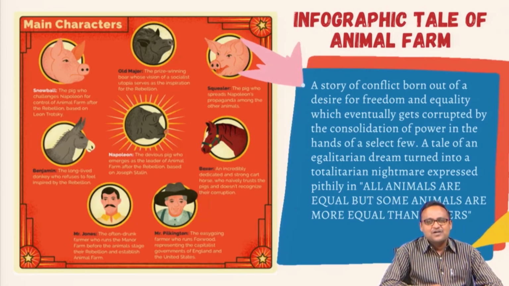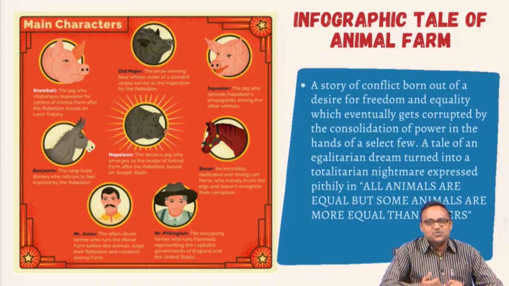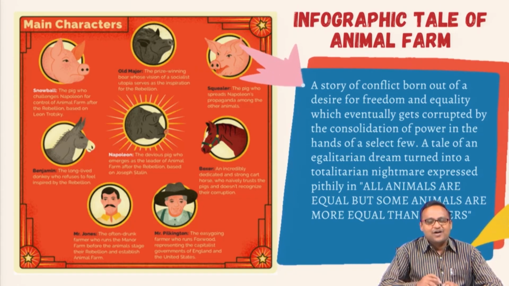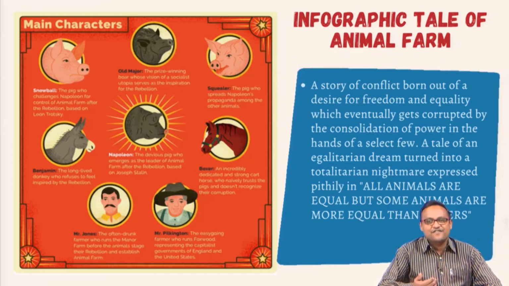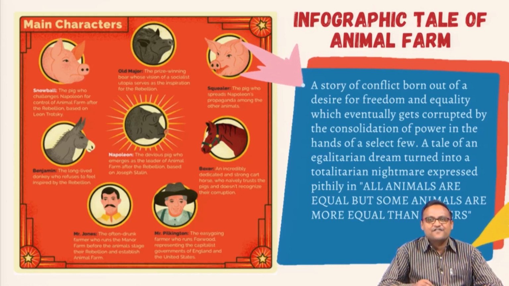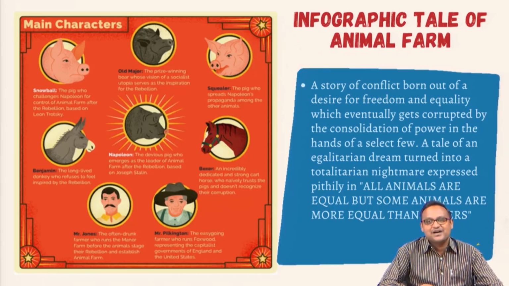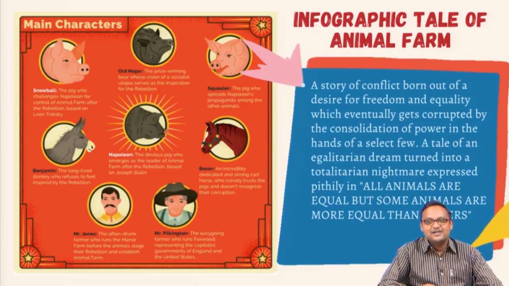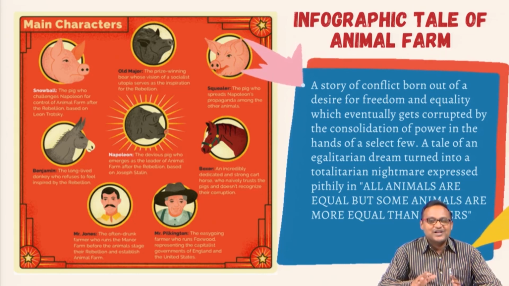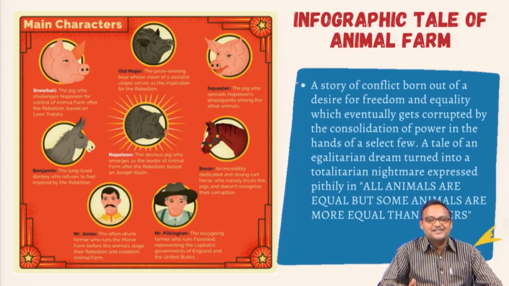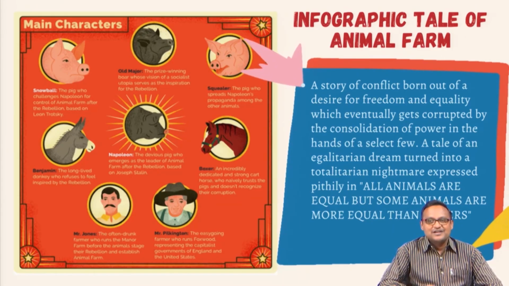So, very much in a nutshell, if somebody asks you what is the story of Animal Farm, all that you can say is that it is the story of a conflict born out of a desire for freedom, an extraordinary, noble desire for freedom and equality, which eventually gets corrupted by the consolidation of power in the hands of a select few. In other words, it is a tale of an egalitarian dream turned into a totalitarian nightmare. Now look at this, a dream of egalitarianism turns into a nightmare of totalitarianism, a dream turned sour.